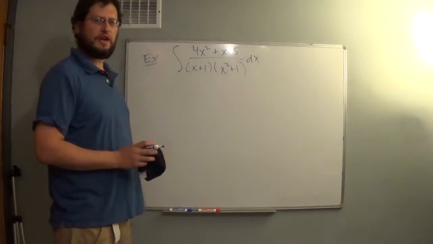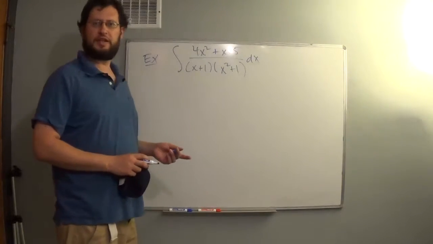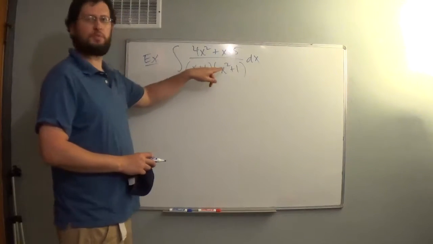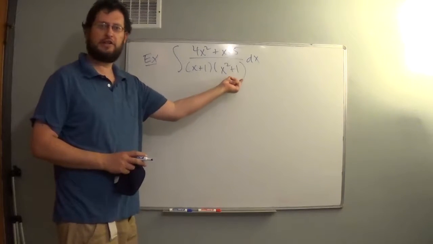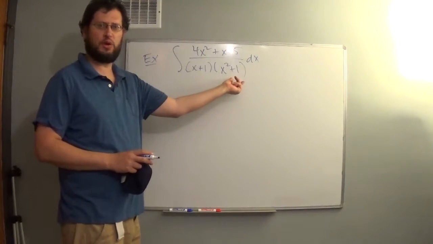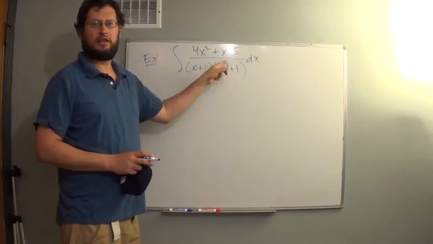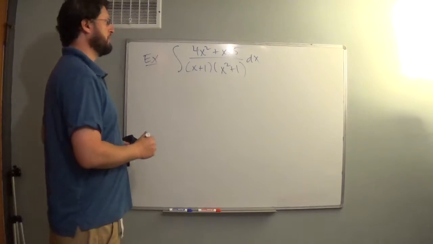Again, we use a partial fractions decomposition to solve this antiderivative. The first part is done for us. The denominator is already factored. That's great. This will not factor any further. It's not x plus 1, x minus 1, because we get a negative in the middle. There's no way to factor what's left here.